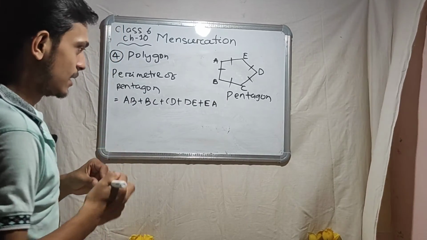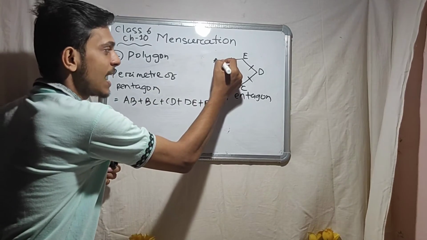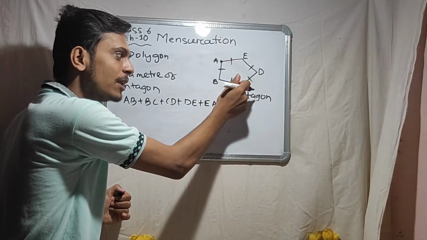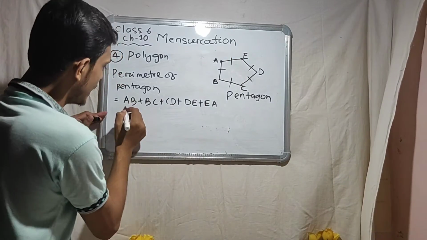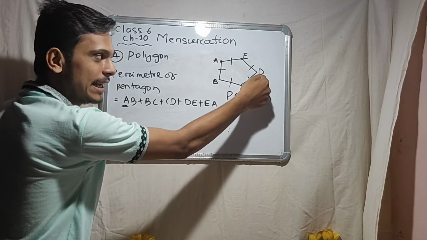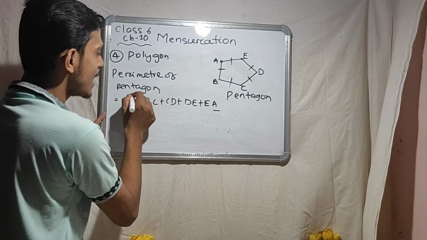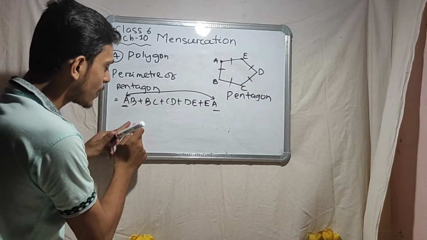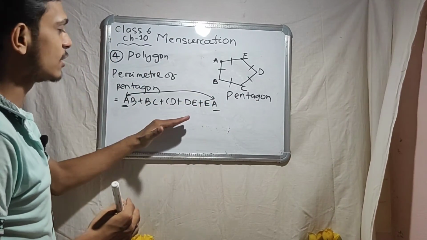See the basic concept of perimeter. You start from any point, go around the lengths, and reach the same point. See, here the first point is A, that is AB, then BC, then CD, then DE, and again EA. The starting point is A, and the ending point is also A. So this is the perimeter. We start from a point and end at the same point. This is closed, and this is called the perimeter.